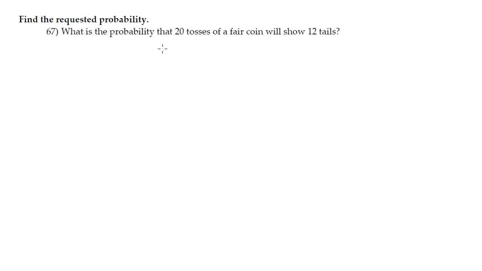What is the probability that 20 tosses of a fair coin will show 12 tails? This is a binomial probability problem. There's only two options, either heads or tails, success or failure. Success is getting a tail, not having success is getting a head. And I'm doing repeated trials of the same experiment. I'm tossing this coin 20 times, and I want a certain number of tails here.